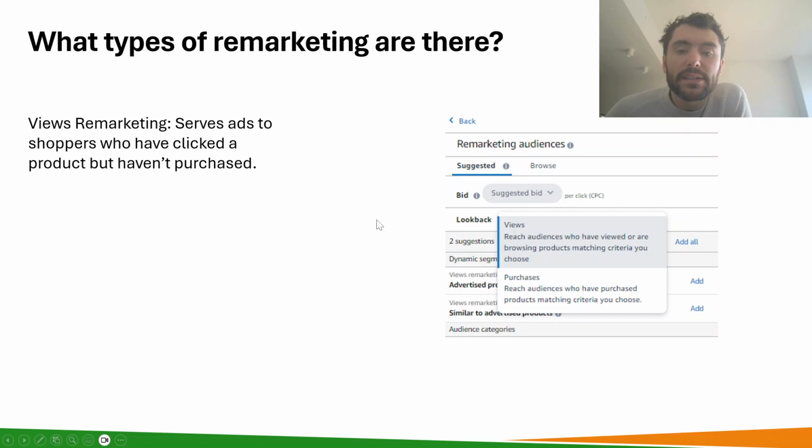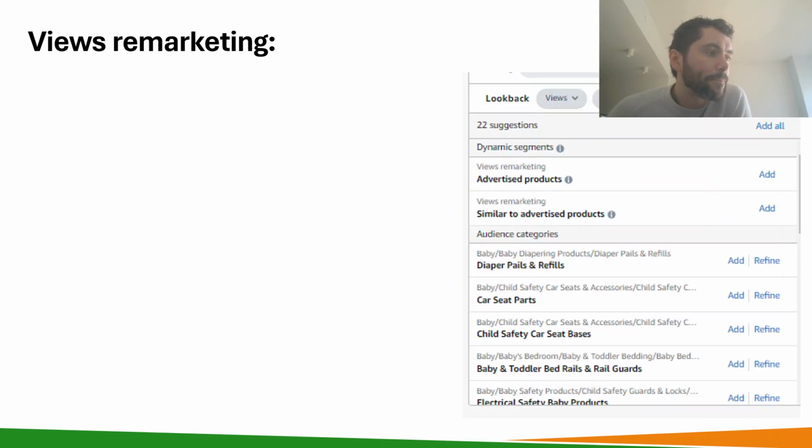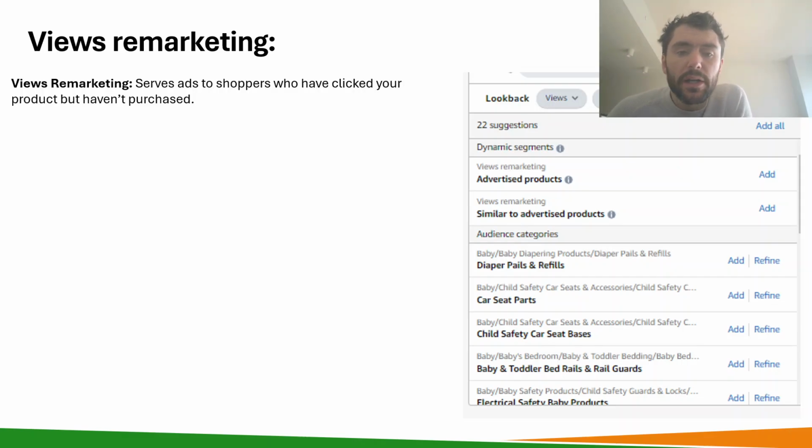Now, views remarketing is gonna serve ads to shoppers who have clicked a product but have not purchased a product after that. And then there's going to be purchases remarketing, which is going to serve ads to shoppers who have previously bought a specific product. However, they have not purchased a product again. So let's start off with views remarketing.